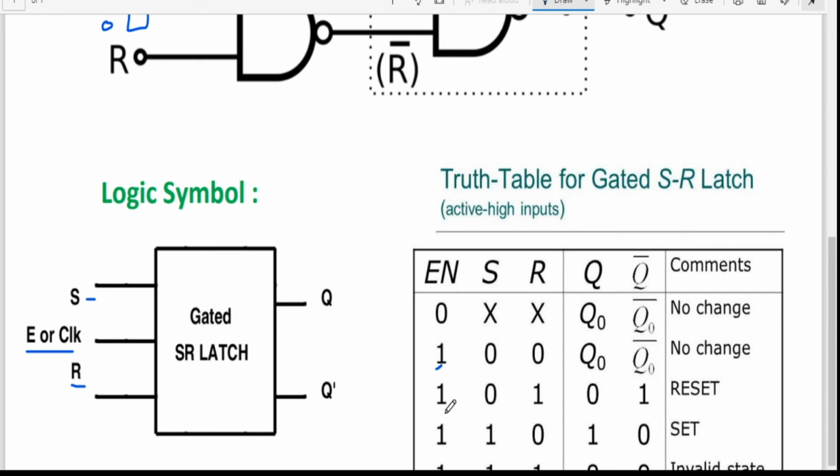In case 3, when enable input is high, S input is given 0 and R input is given 1. The lower NAND gate will produce a 0, whereas the upper NAND gate will produce a high output. That is, S bar will be receiving a high input and R bar will be receiving a low input. And that state we call the reset state.